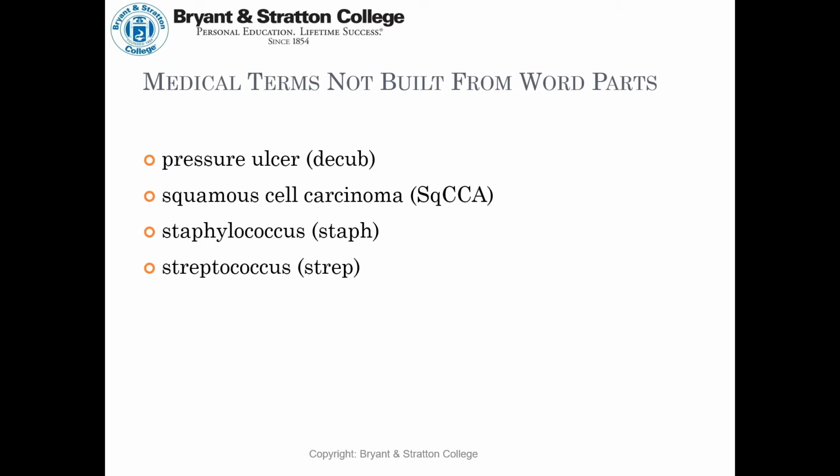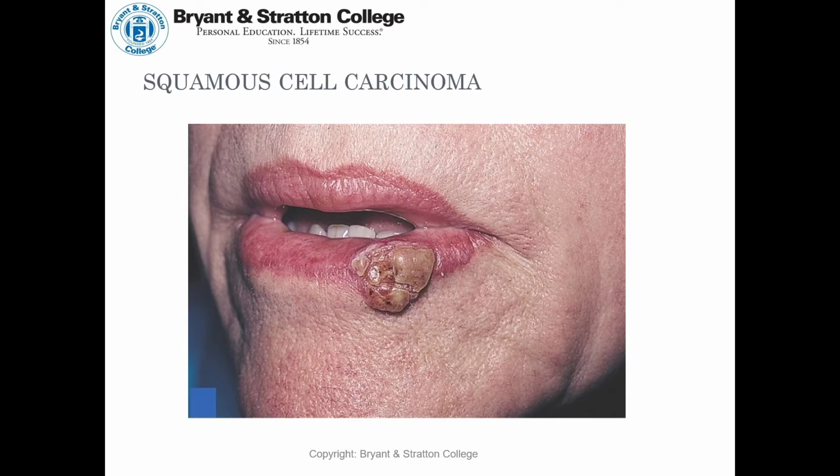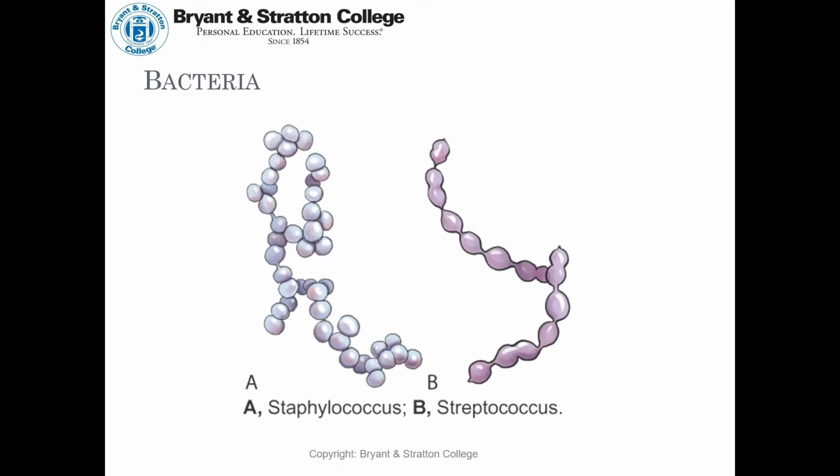There's ulcers, squamous cell carcinoma, and then two things you see here, Staphylococcus and Streptococcus. These are bacterial families, okay? Two of the most common infectious bacteria, yet they're also part of our body's normal bacterial flora. So this is a pressure ulcer, squamous cell carcinoma, and you can see examples of very basic drawings of what these bacteria tend to look like.